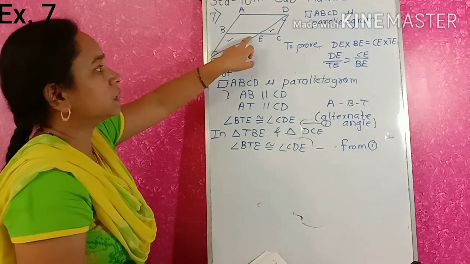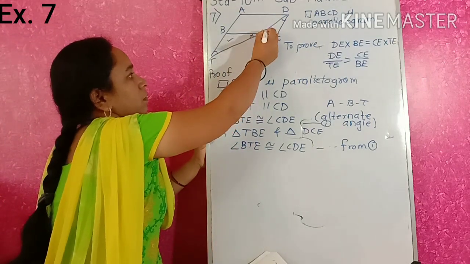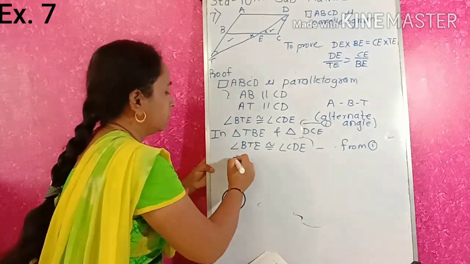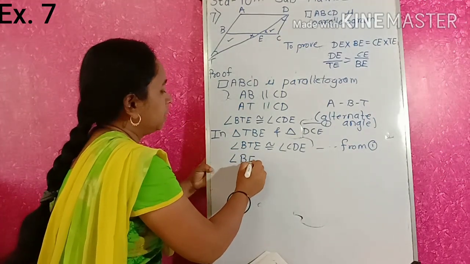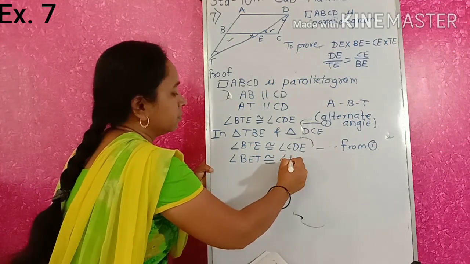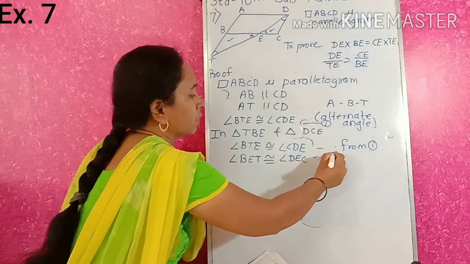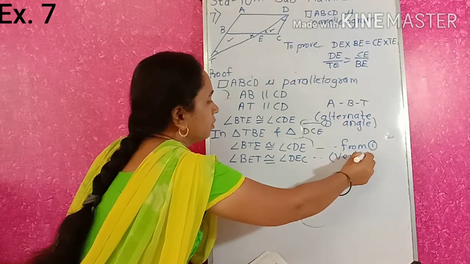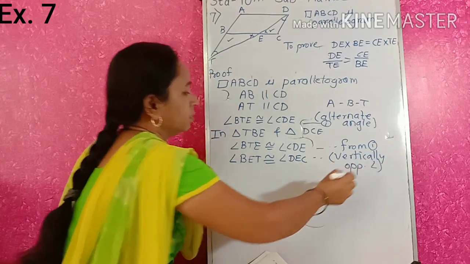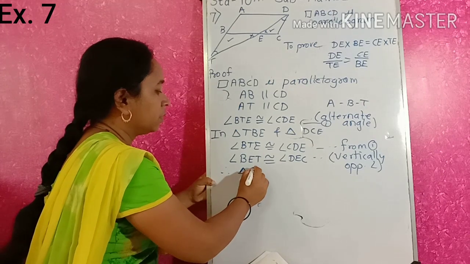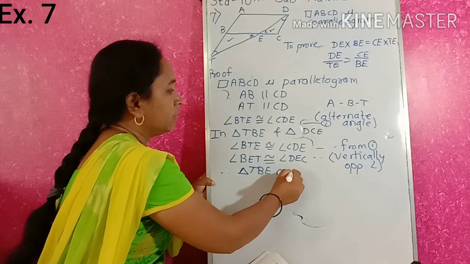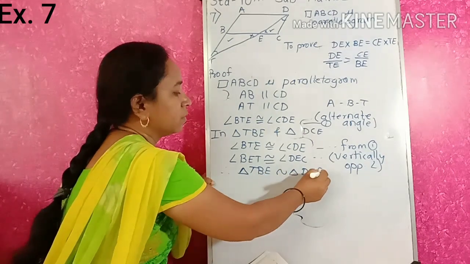Now one more angle, this angle. These two angles would be congruent. Why? Vertically opposite angles. So angle BET is congruent with angle DEC, vertically opposite angles. Therefore, triangle TBE is similar with triangle DCE.